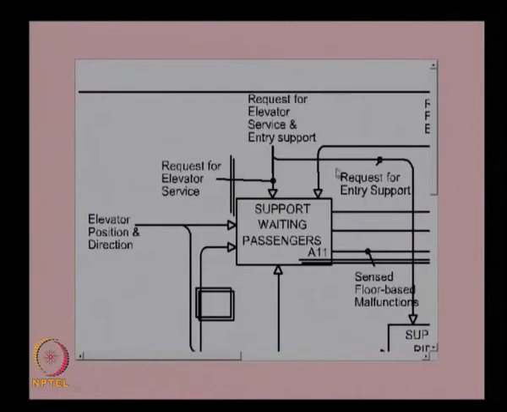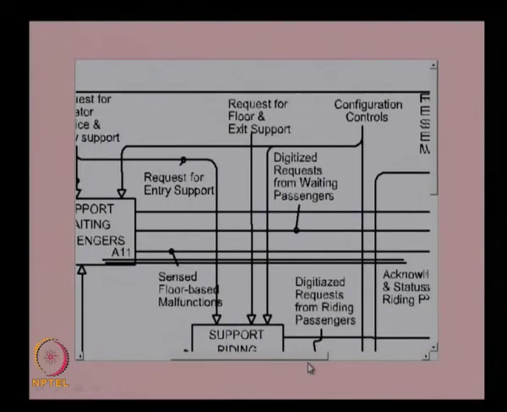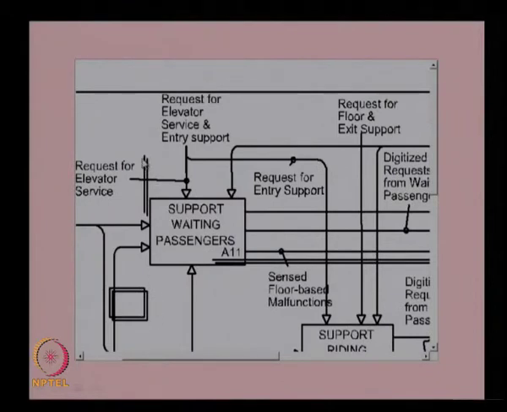Again we will see. So this is the request for elevator service. That is coming here, support waiting passengers, and in support waiting passengers the data is coming here and going out as acknowledgement or status for riding passengers, and then the digitized passenger request from waiting passengers and request from entry support is coming over here. So actually you can see that this function is coming here and going out from here.